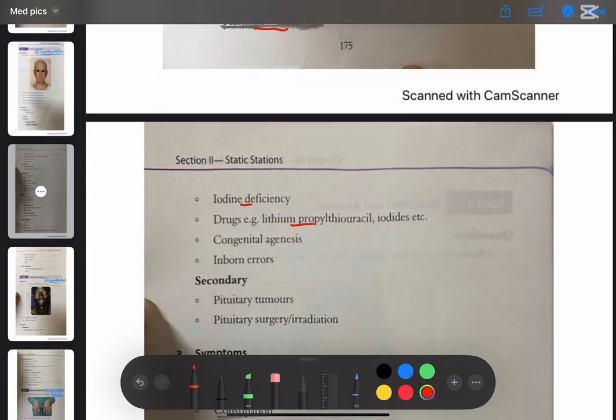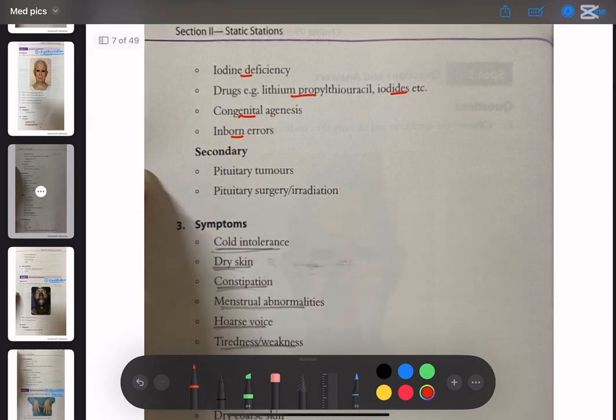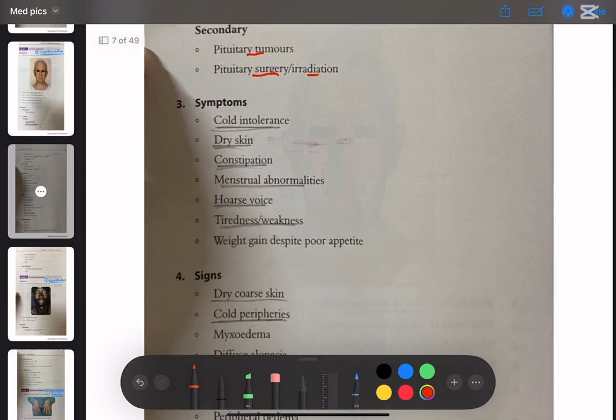propylthiouracil and iodides, etc., congenital agenesis, and inborn errors. The secondary causes are pituitary tumors and pituitary surgery or radiation. Now, the symptoms of hypothyroidism are cold intolerance, dry skin, constipation, menstrual abnormalities, hoarseness, tiredness or weakness, weight gain, despite poor appetite.